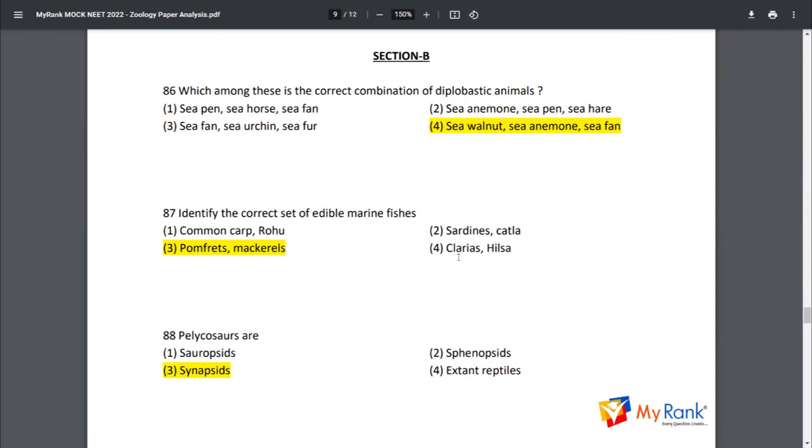Option 4 is clarias and hilsa. Clarias again freshwater, so rule out. Option 3 is pomfrets and mackerels. Now these both are examples of edible marine fishes. So option 3 is the correct answer for question number 87.